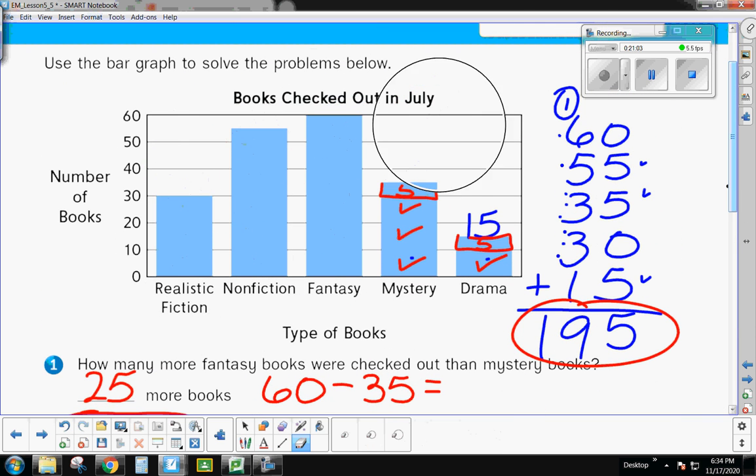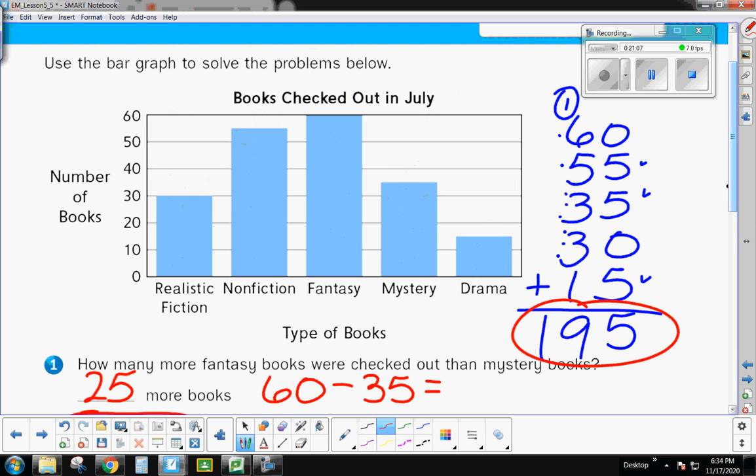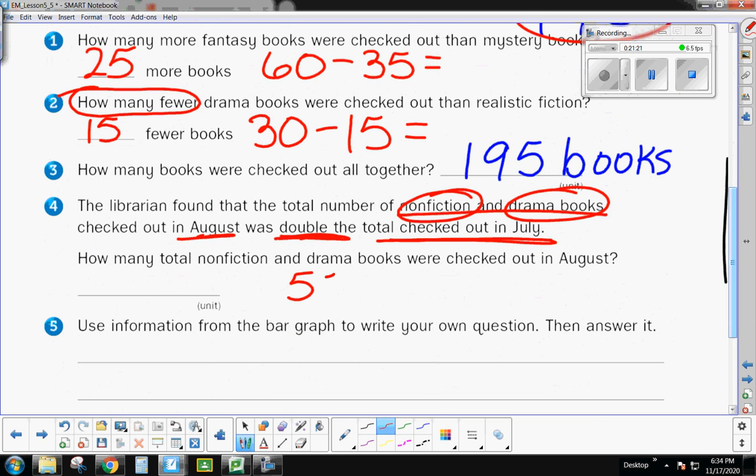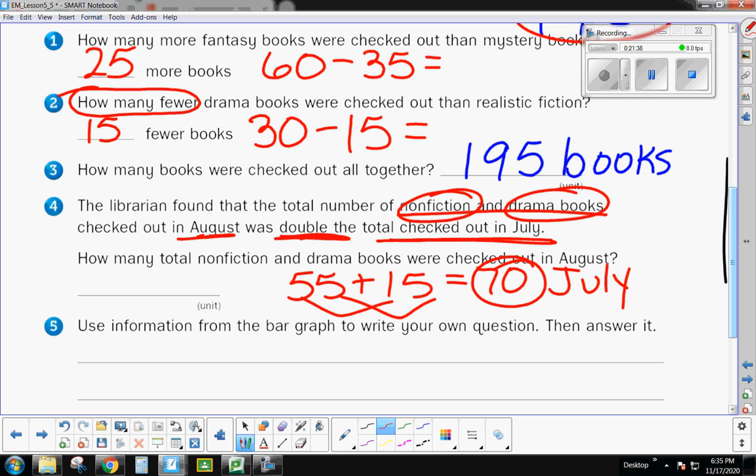Let me erase all my chicken scratches from earlier. So I'm doing nonfiction and drama, and I'm going to put those together. So I've got 55 plus 15, right? Well, 55 plus 15, when I add those together, okay, I've got 60 plus 5 and 5 is 10, so that's 70. Now that's how many were checked out in July. But it says twice as many. It was double in August. So if I take this number and double it, 70 and 70 is 140 books.